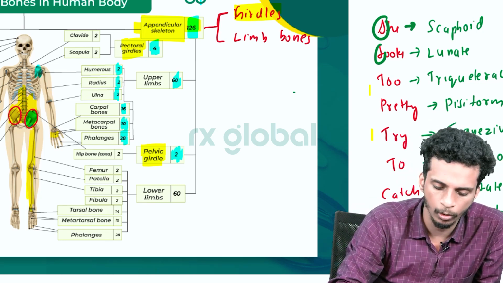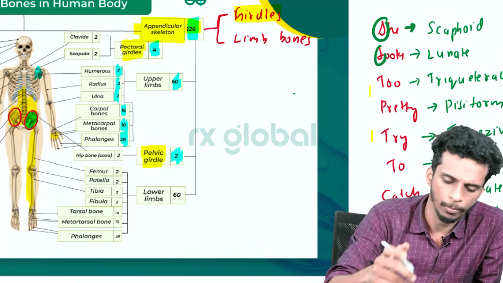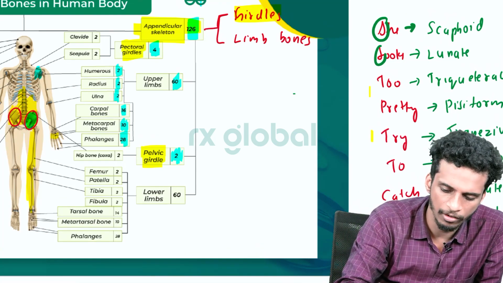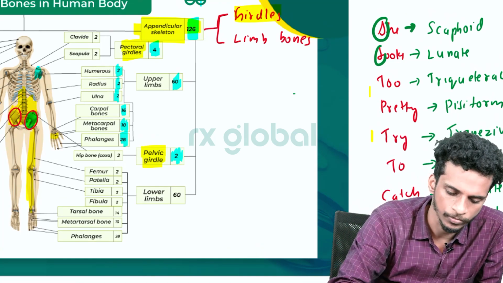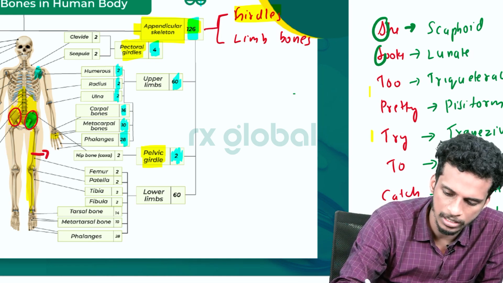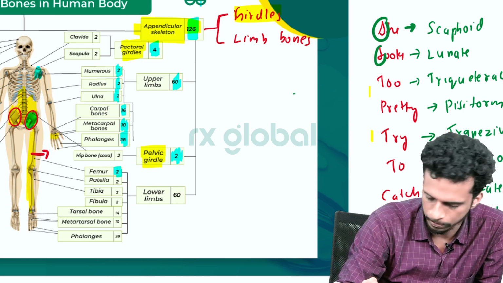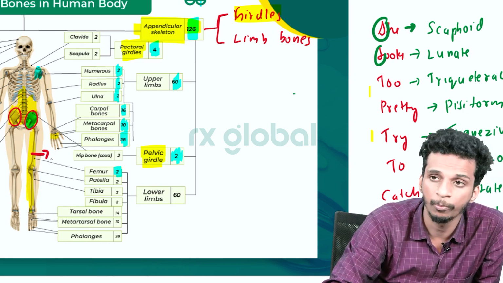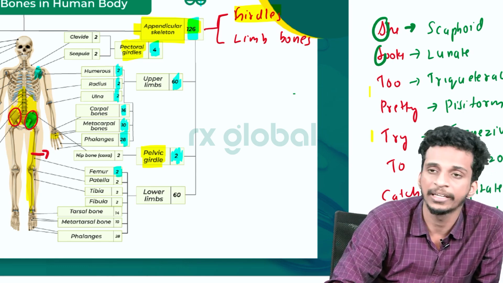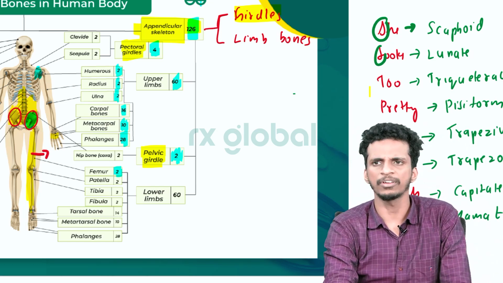Now let's come on to the lower limb. The lower limb is synonymous to the upper limb. So corresponding to the humerus, I will have the femur. This is my femur bone. I have 1 femur on each side, so totally I have 2 femurs. Now I have a bone here called the patella. You know that the patella is an example of a sesamoid bone. What was a sesamoid bone?